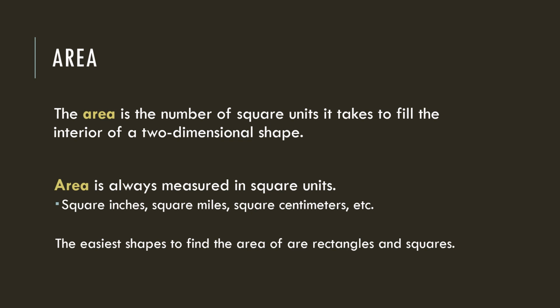Area is always measured in square units, so this is going to be like square inches, square miles, square centimeters, square yards, square feet, anything like that. So the units are always squared, and hopefully you'll be able to see why in just a little bit. The easiest shapes to find the area of are rectangles and squares.